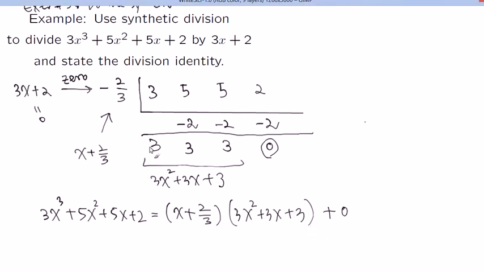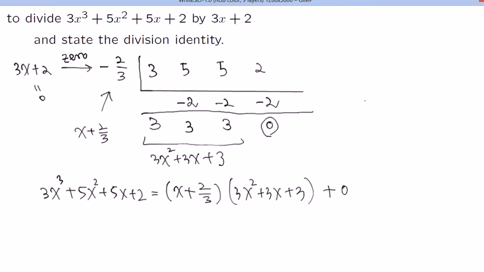Synthetic division only works for a monic linear divisor. That's why it works like this. But that's not what we want, right? What we want is, instead of x plus 2 over 3, to have 3x plus 2. But if you multiply by 3 on the left-hand side, that's going to change the left-hand side, and we're going to keep the left-hand side. So that's the dilemma here.